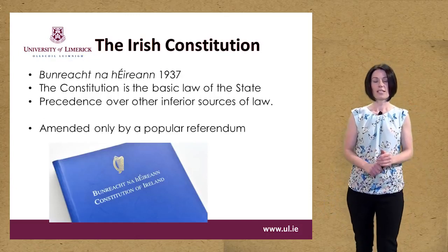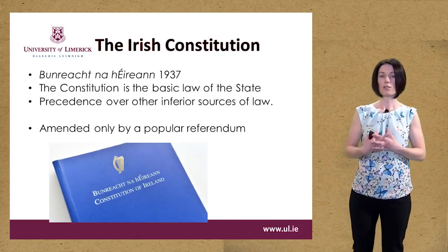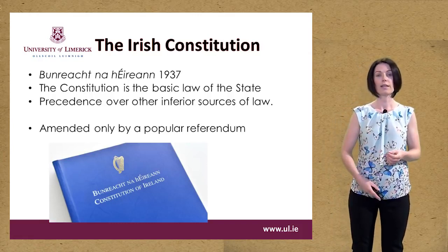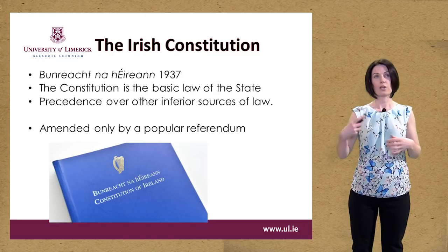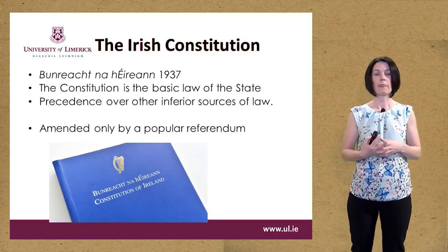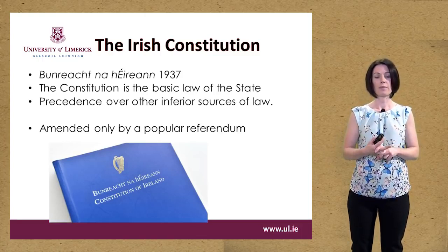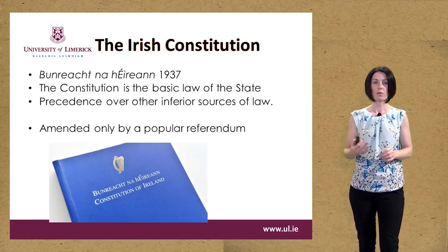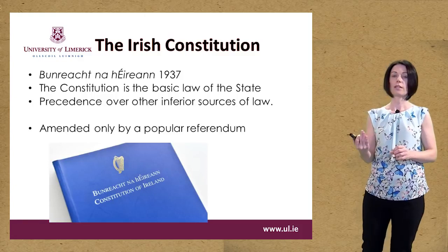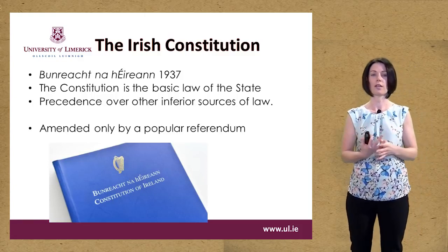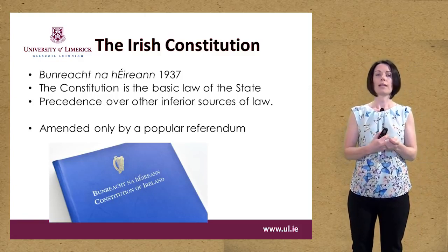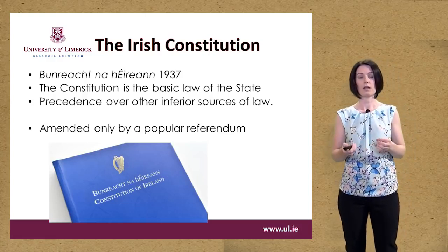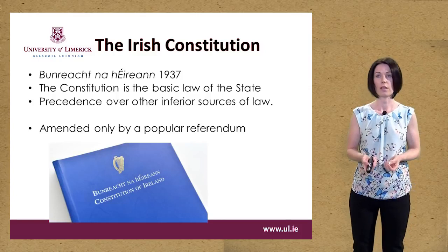So for a brief history of the Irish Constitution, we had a previous constitution in 1922. That constitution was really inherited from the British system and had a lot of influence from the British legal system. In 1937 we replaced that constitution with the 1937 constitution, Bunreacht na hÉireann, and that constitution removed all influence of British rule from our constitution.